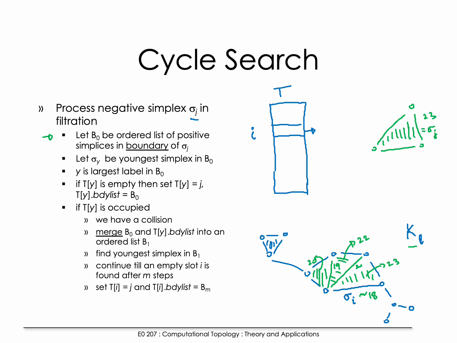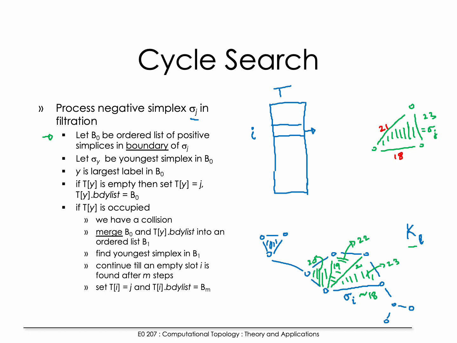Just the positive ones is enough, right? So I know 18 is positive because it created a cycle. So 18 is one of the positive simplices on the boundary of sigma j. Now how about the other edge? I think we called it 21. Now we saw that 21 was also a creator of a one cycle, so that is also positive. So b sub 0 initially has 18 and 21.